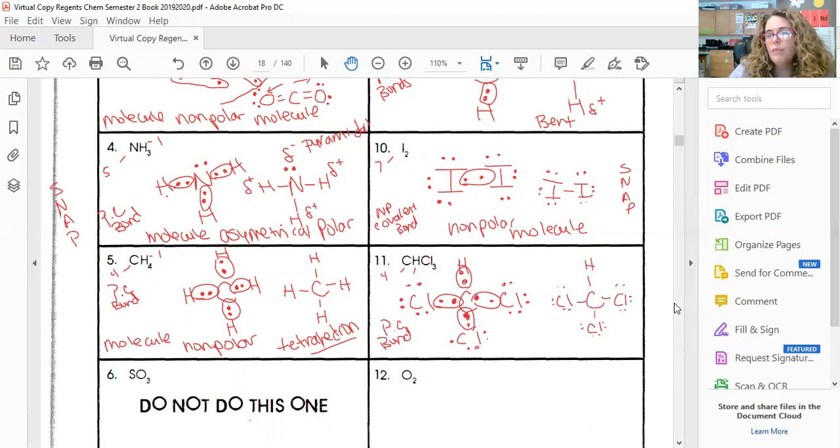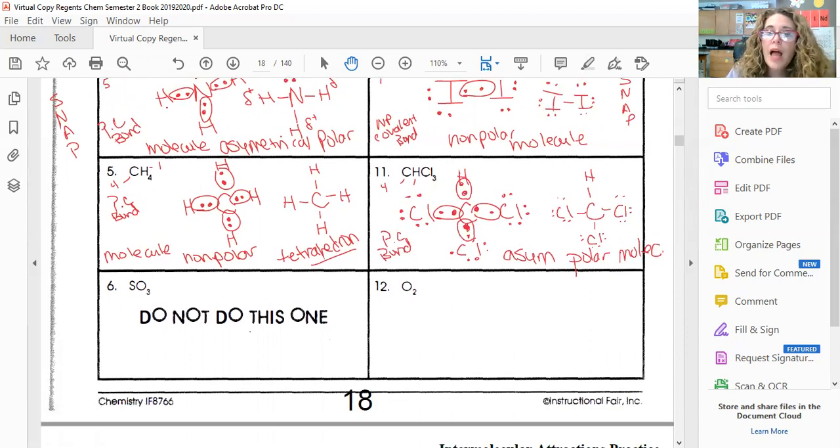But now if I take a look at my molecule here, this is asymmetrical, right? It's not symmetrical like this one over here, the methane, because if I draw this line of symmetry horizontally, I've got a chlorine on the bottom and a hydrogen on the top. They're different, right? Chlorine and hydrogen are not the same. So different means polar, asymmetrical. So this is a polar molecule.